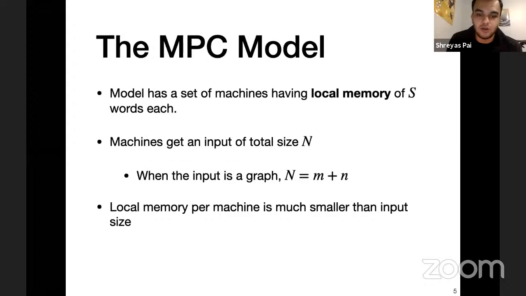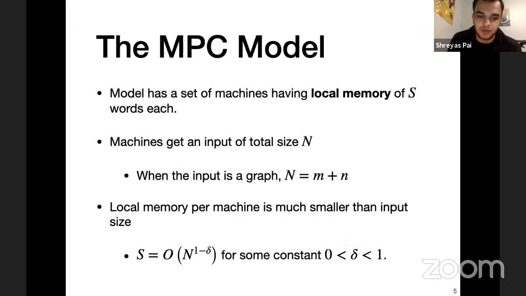The local memory per machine is assumed to be much smaller than the input size. In particular, capital S is O of N raised to delta for some constant delta between 0 and 1. So it's strongly sublinear in the size of the total input.